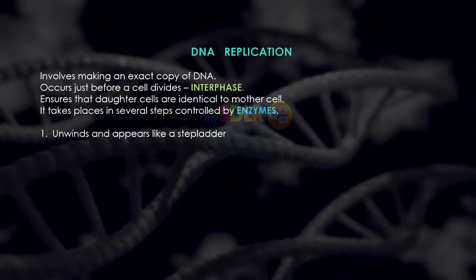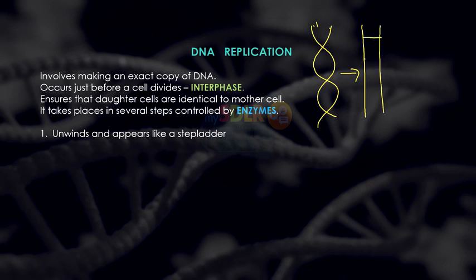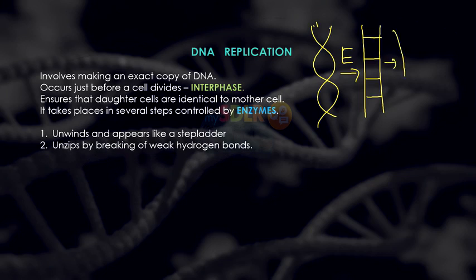It begins with the DNA unwinding. If that's our DNA, it now unwinds, and this would make it look like a ladder. This is obviously controlled by enzymes. The next step is it unzips. To unzip, it has to break the weak hydrogen bonds. Again, a stage controlled by enzymes.